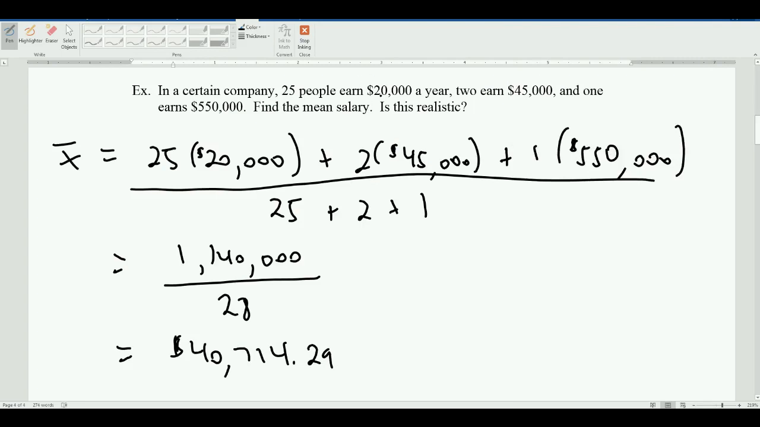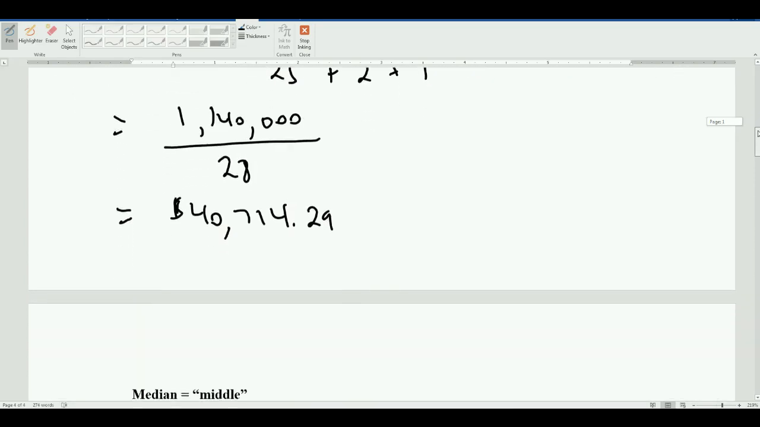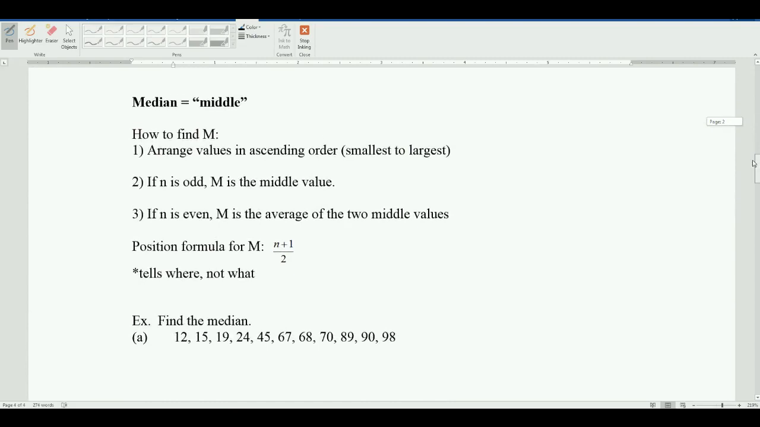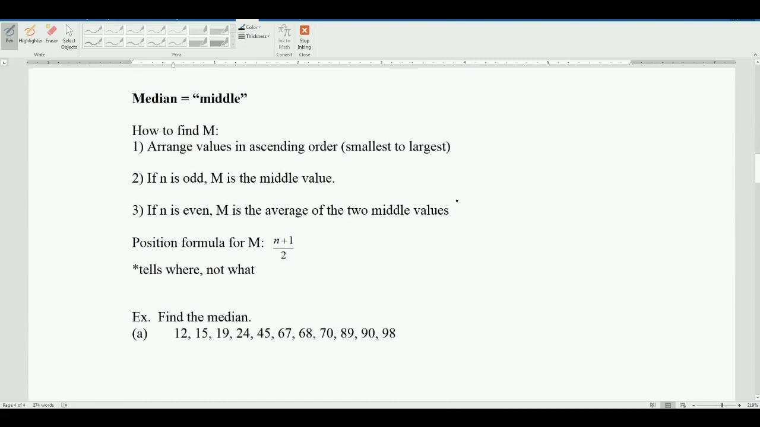If someone were to ask you, does that represent what you expect to make at this company? The answer is no, because you would really expect to make around 20,000, since 25 out of the 28 people make 20,000. So you probably have a couple supervisors and 1 owner that make the other money. So this doesn't really represent what you should expect to make at the company. It's too high. It's actually double what you might really expect to make. A better indicator might be something called the median or the mode, which we'll talk about later.